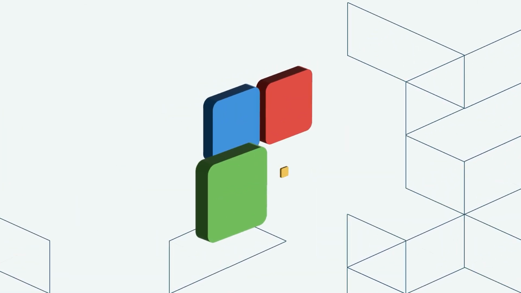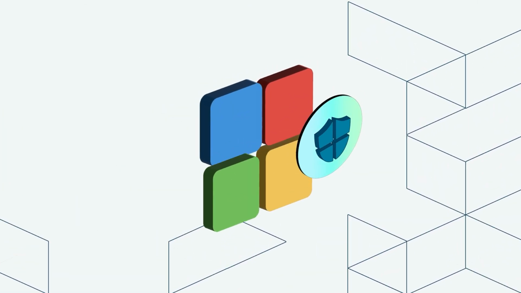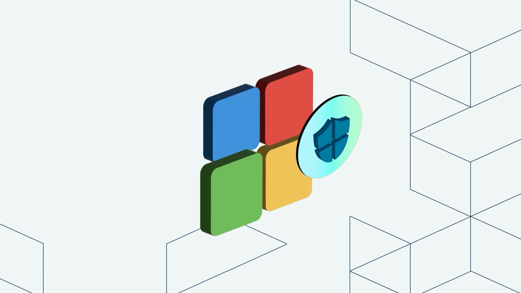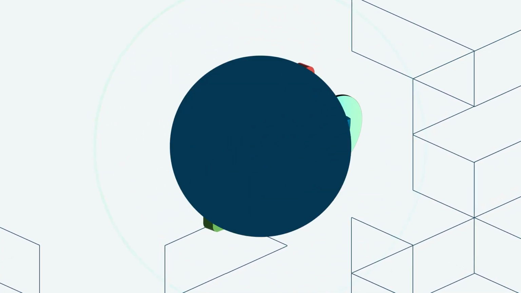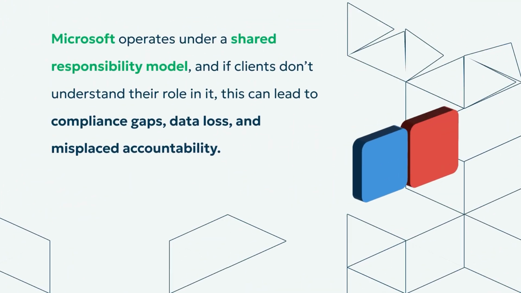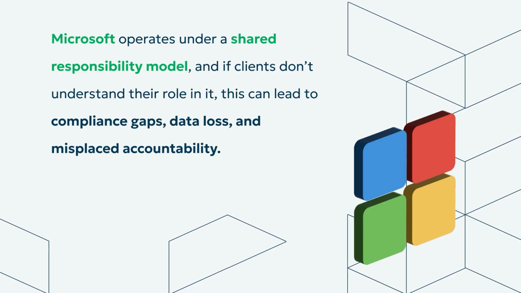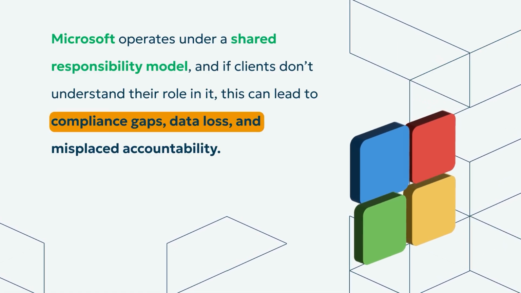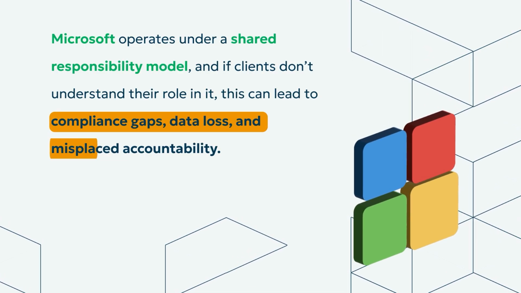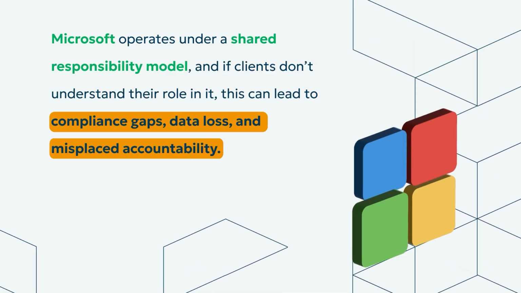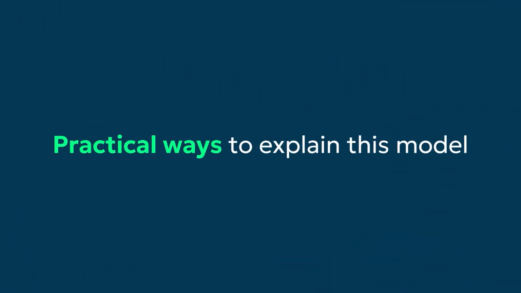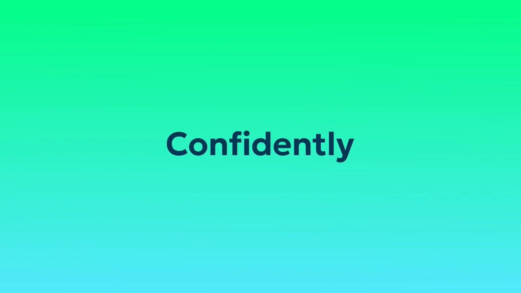When it comes to Microsoft 365 security and data protection, many clients assume Microsoft does everything by default, but that's not how it works. Microsoft operates under a shared responsibility model, and if clients don't understand their role in it, this can lead to compliance gaps, data loss, and misplaced accountability. In this video, we'll walk through practical ways to explain this model clearly and confidently.